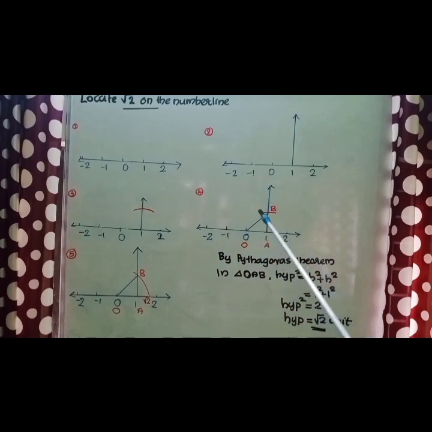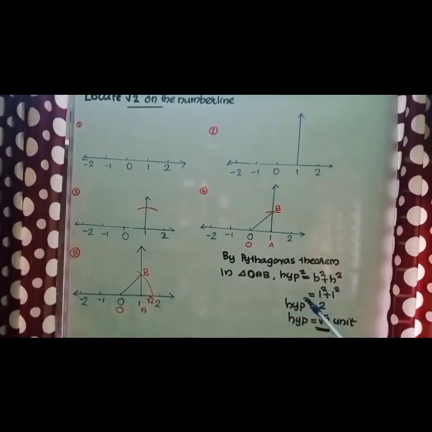We can find out the length of OB by using Pythagoras theorem. In triangle OAB, by Pythagoras theorem, hypotenuse square equal to base square plus height square, that is equal to 1 square plus 1 square. So we get hypotenuse square equal to 2. Therefore, hypotenuse equal to root of 2, that is equal to root 2 unit. So the hypotenuse, that is OB, is root 2 unit. So this is the length root 2 unit.